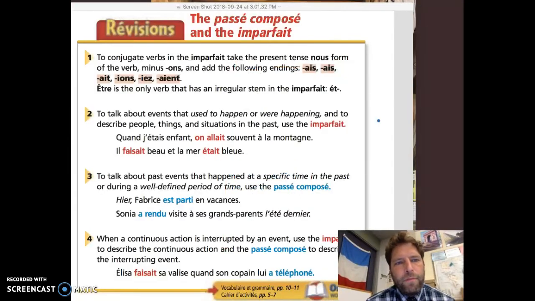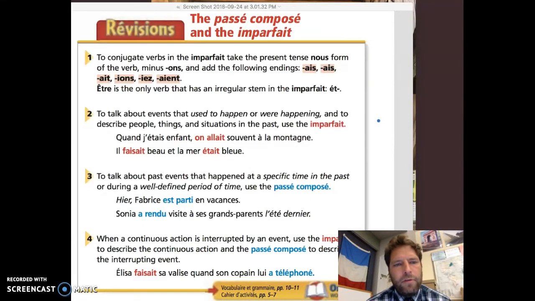So the imparfait formation is one of the easiest to form in the French language because it is so consistent. You take the nous form of any verb and you chop off ons, and then you add the following endings. For je, ais; tu, ais; il, elle, on, ait; nous, ions; vous, iez; and ils, elles, aient. Être is the only irregular, and the root form for être is é, t.